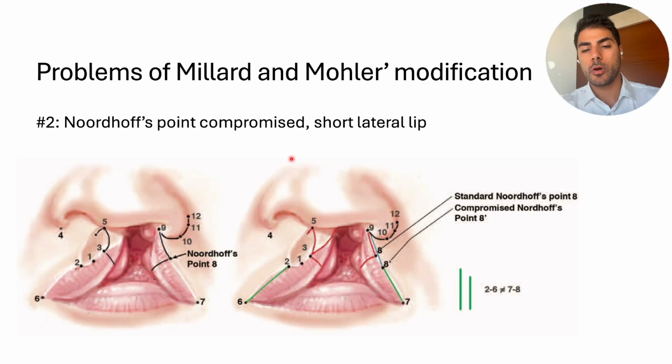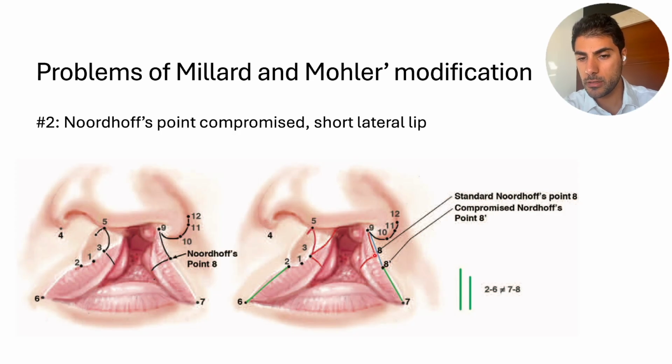It will be compromised. We often have it compromised using the rotation technique, and we have a shorter lateral lip. So I will explain what I mean. Let's say this is the Nordhoff's point that we picked. So it is 0.8. 0.8 is the Nordhoff's point. But in order to match the length on the non-cleft side, the length will surpass Nordhoff's point very frequently, and we will end up with a point that is surpassing Nordhoff's point, which is 8 prime, in order to have the same length as the medial aspect of the lip. So this would cause us two problems.